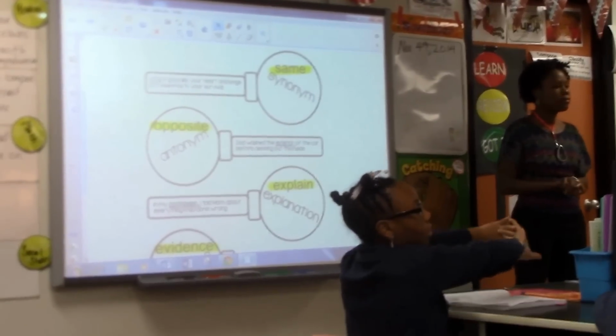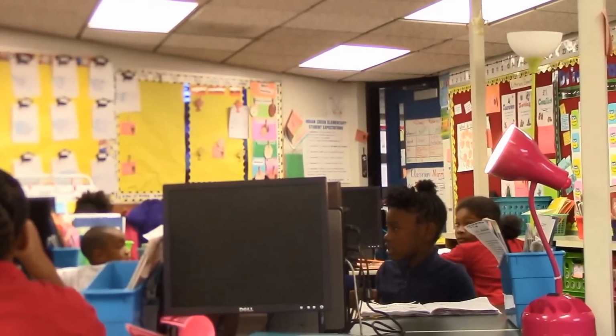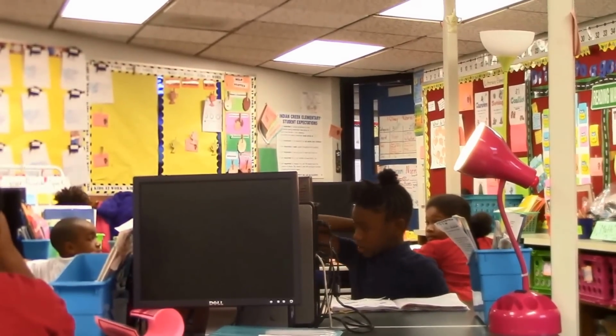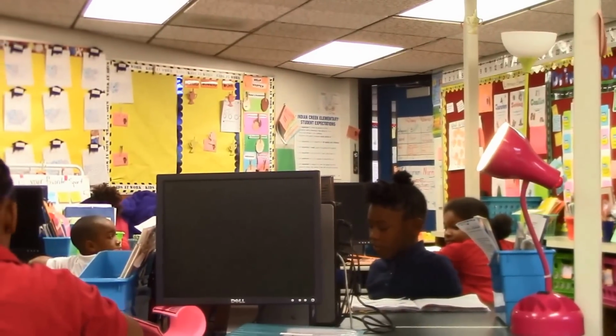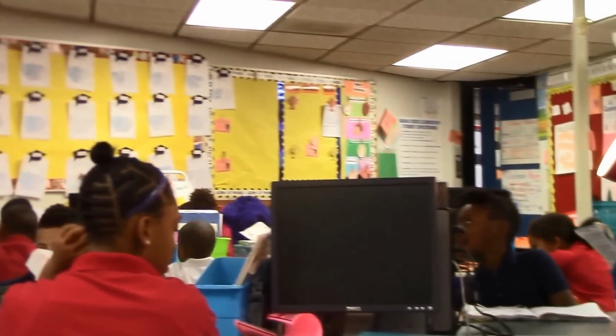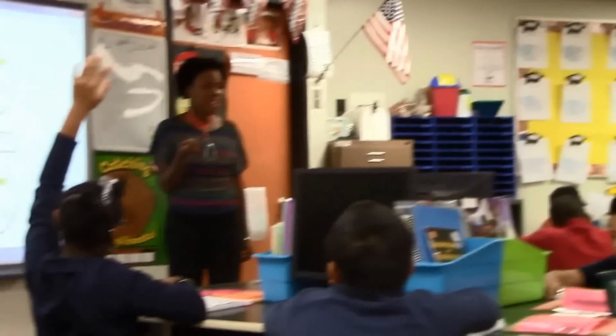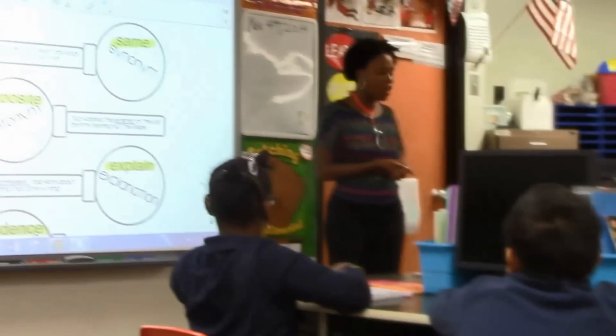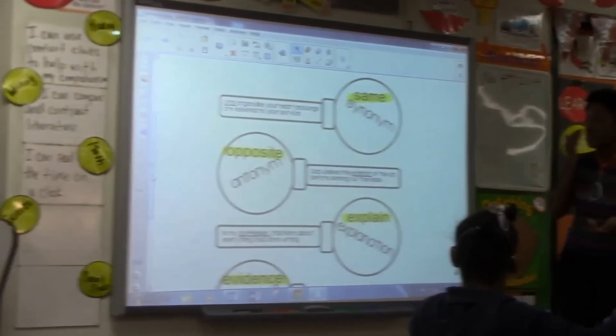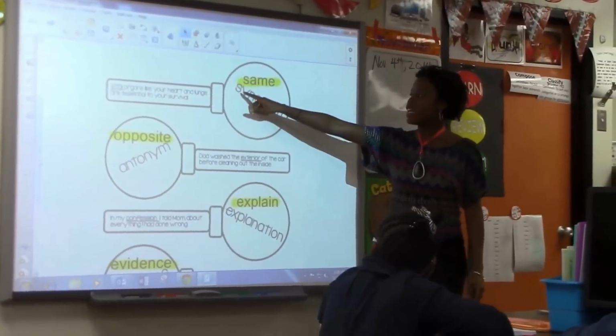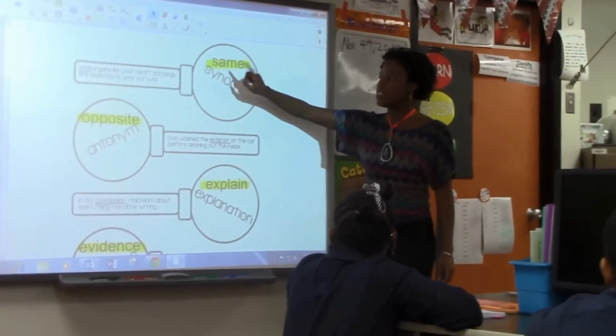So, kind of like the opposite, the synonyms to explain, like have evidence. Okay, so finding the evidence. We're using these magnifying glasses to really search for those words and find the evidence. Thank you, Sayla. Okay, on your first one, synonym means the same.